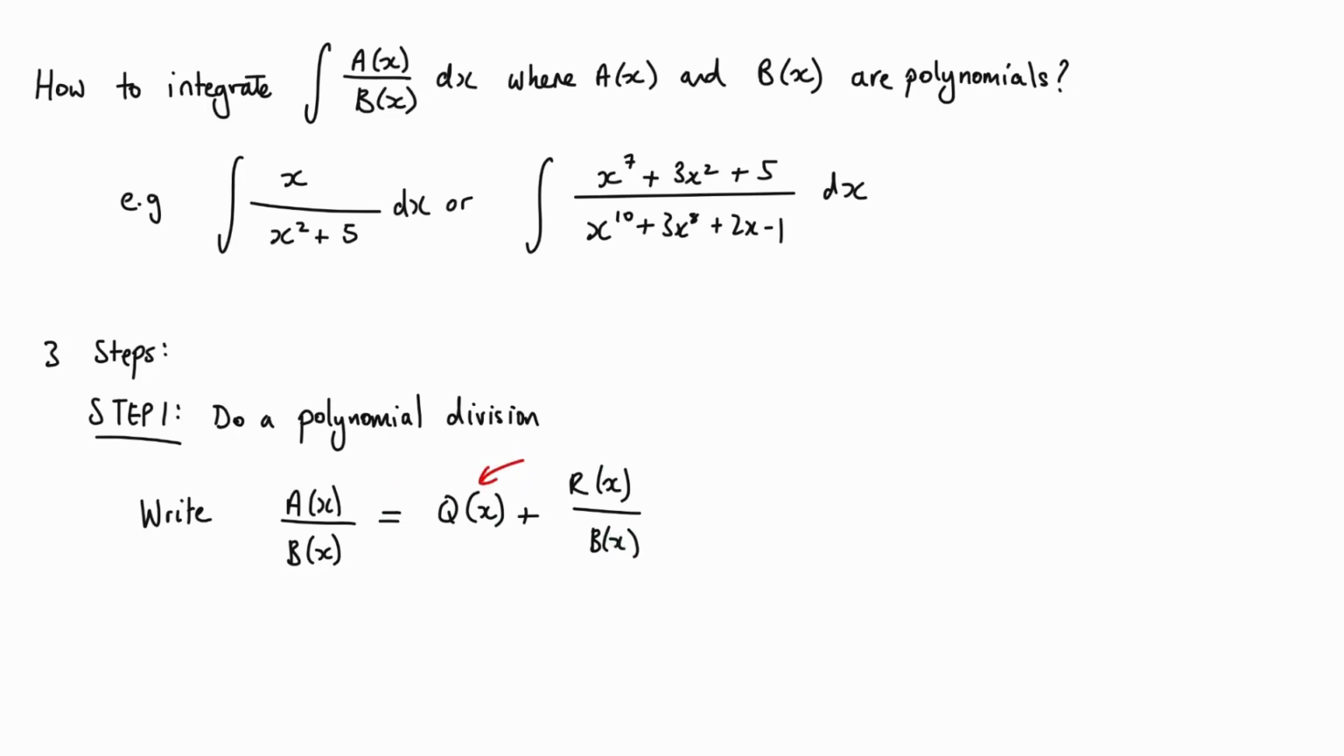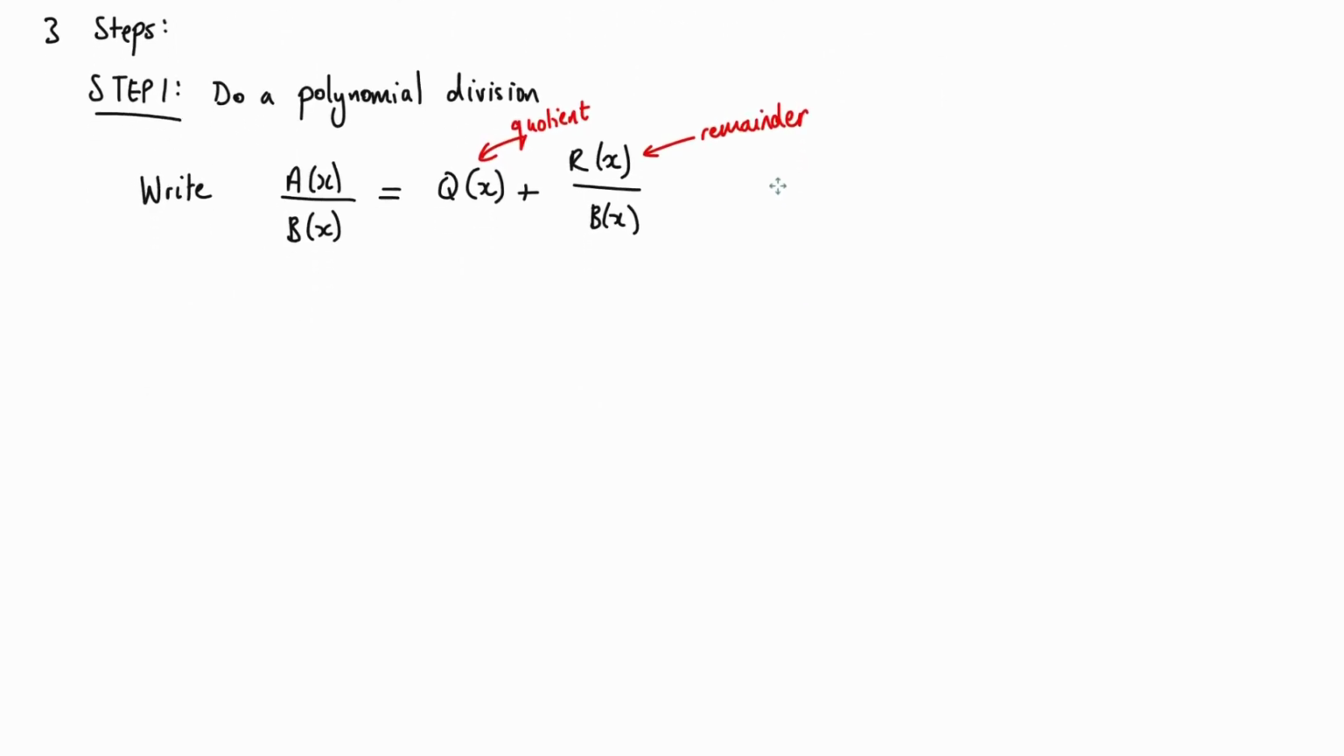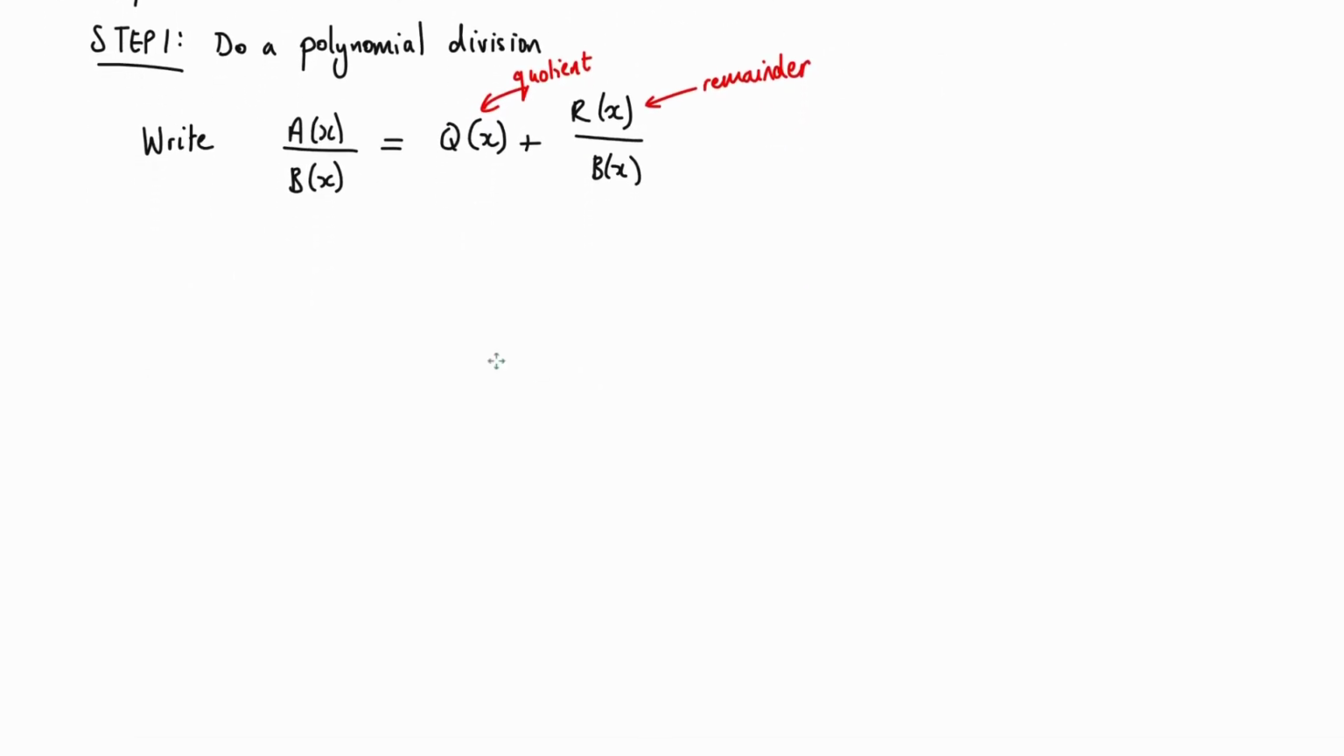Now this is a bit of a confusing language, because I've called a of x over b of x a quotient in the sense it's a fraction, but we can also refer to the nice part we get out of the division, q of x, as the quotient and r of x as the remainder. That's the language you might have used if you've done this at A-level maths, and some people do these by long division, and there are many ways of actually doing this division.